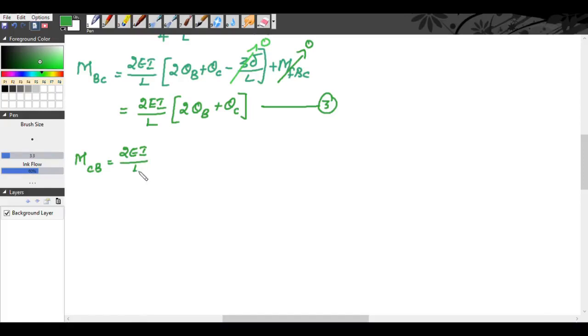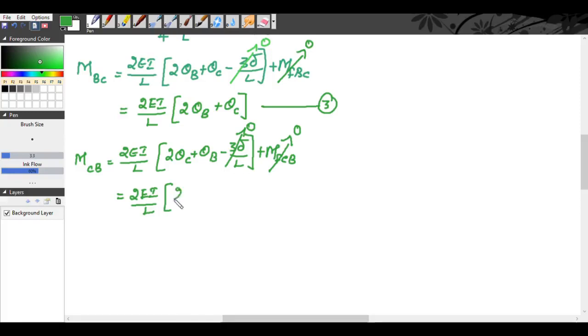Next, MCB is equal to 2EI by L into 2 theta C plus theta B minus 3 delta by L plus MF CB. So we get here also delta is equal to 0 for span CB. For the span BC or CB, delta is equal to 0. M of CB is equal to 0 because there is no external load on the span. So we get 2EI by L into 2 theta C plus theta B. And this is our equation number 4.